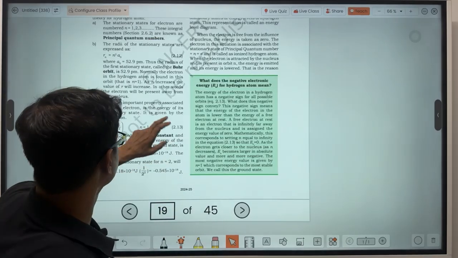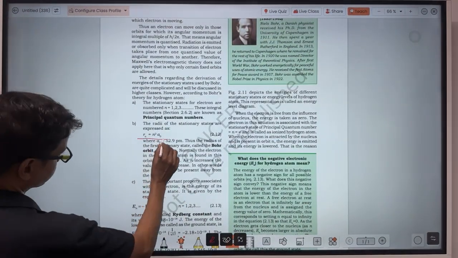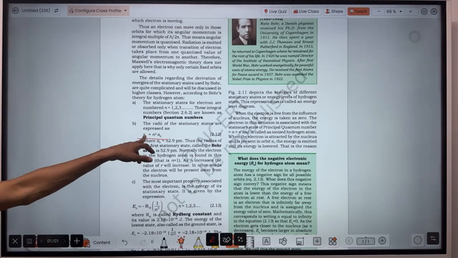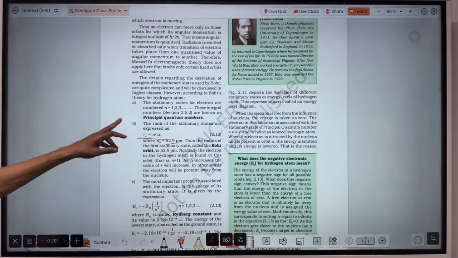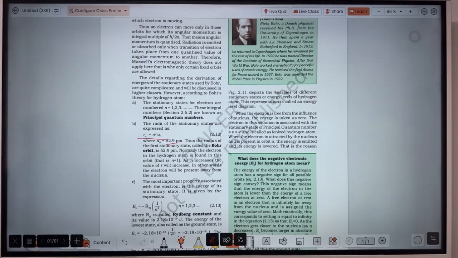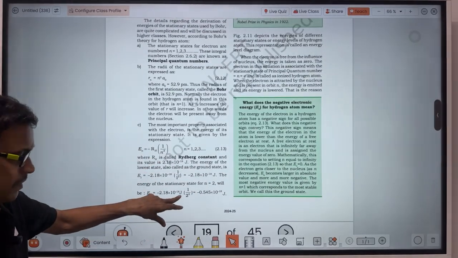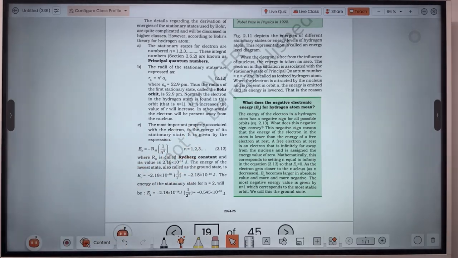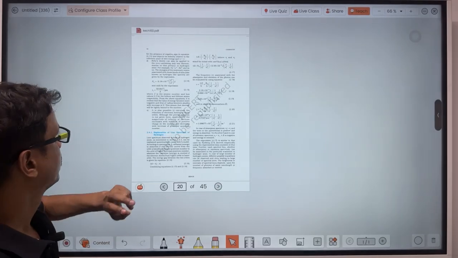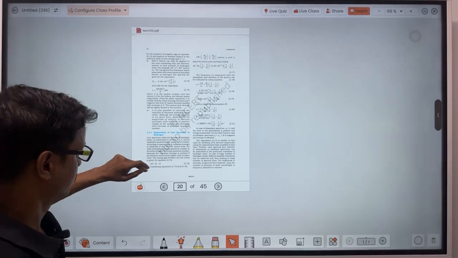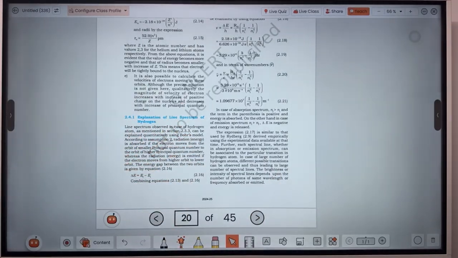About that we have also discussed in short in the previous class. The radius of any orbit will be n square a naught, where a naught has a value of 52.9 picometer. Energy is minus RH upon n square, that is minus 2.18 into 10 to the power minus 18. About that we have already discussed. We have already given the explanation, but we have not solved the numerical questions related to Bohr's orbit. The explanation of the line spectrum of hydrogen we have also already discussed.